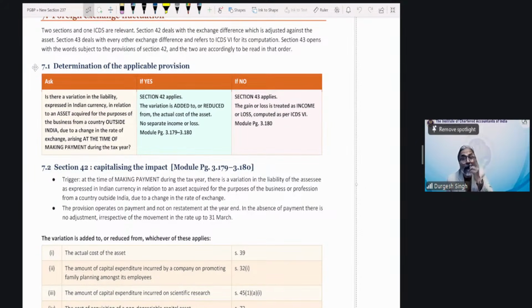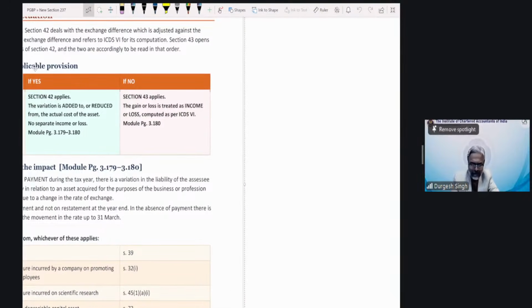Point number two, how to recognize? When to recognize, I gave you the answer: it will be the year in which the foreign currency loan has been paid. Now, what is the second question? How to recognize? Should I take the difference towards deduction, or should I go for capitalization? It is, students, the capitalization. So can you just take a note of it, students? In this case, a simpler note. Section 42.